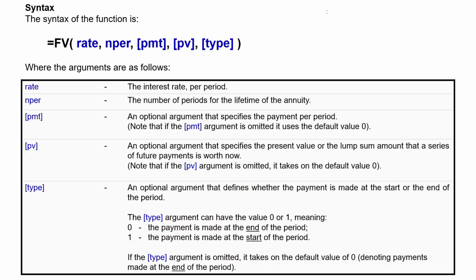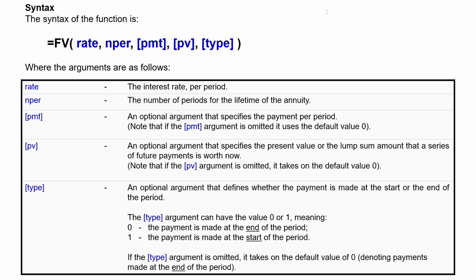Now coming to the syntax of this function, this is equal to FV followed by 5 different arguments within brackets. The first of these arguments is the rate or the interest rate per period. The next argument is NPER or the number of periods for the lifetime of the annuity or the investment term. The third argument is PMT or payment, which is an optional argument that specifies the payment per period. Note that if the payment argument is omitted, it uses the default value 0.